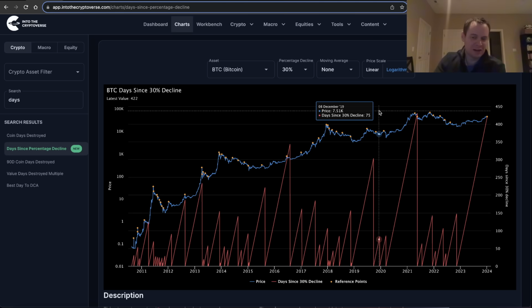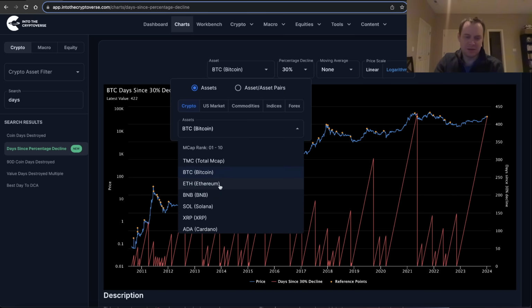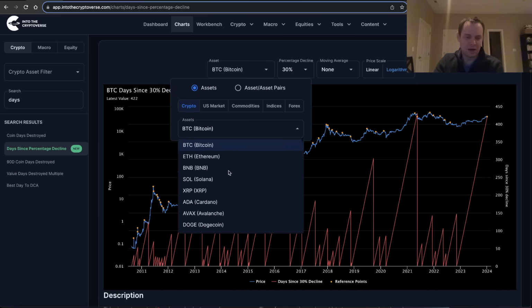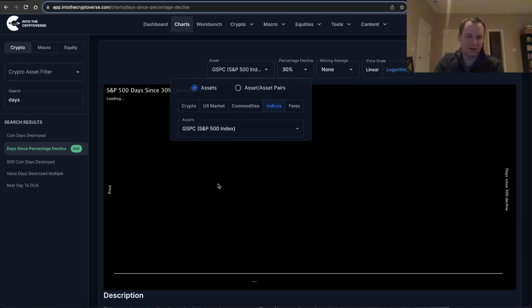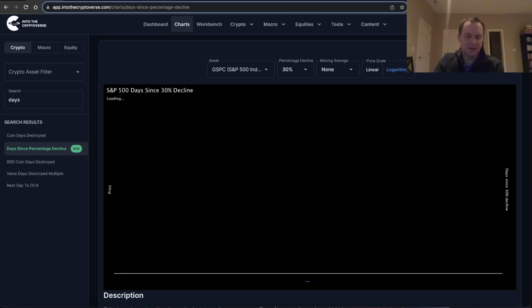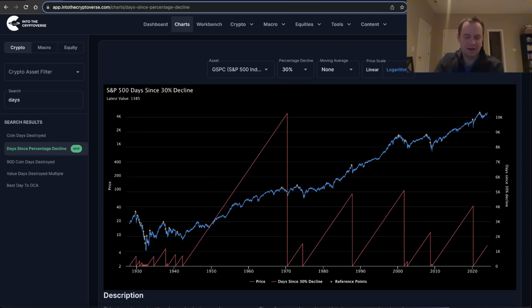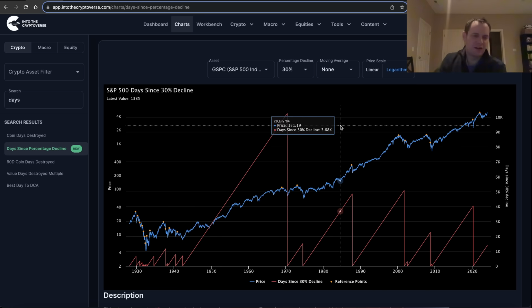So I thought this was a useful chart to present. I hope you guys enjoyed it. Again, we do have it for other assets as well. I mean, you have it for Ethereum and all these altcoins and whatnot. And we could even look at it for the stock market, right? You could even pull it up for the S&P 500 and see what it looks like if you're interested in that. But the charts are available, tools are available.